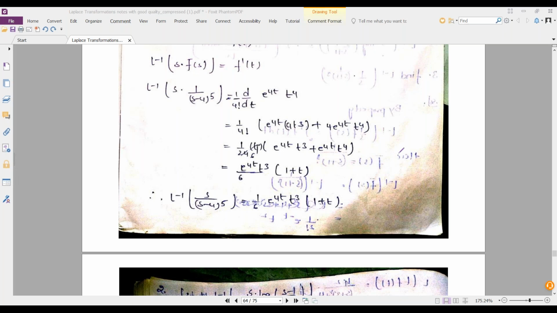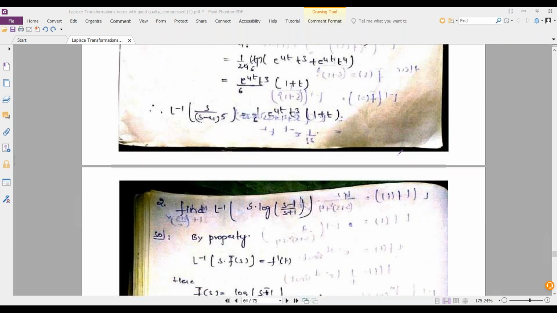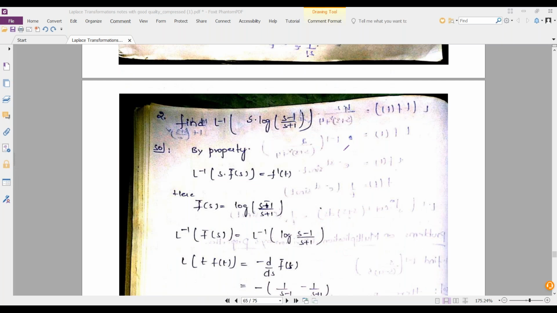Similarly, here also s is clearly separated. So log s plus, by the earlier method, this one we can compute. So t times the differentiation of this. Sorry, not t, d by dt of its inverse Laplace. That's it.